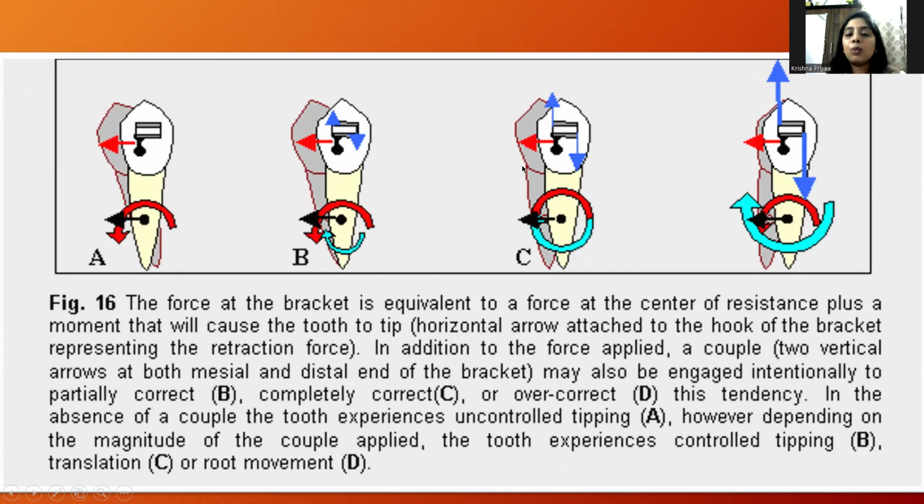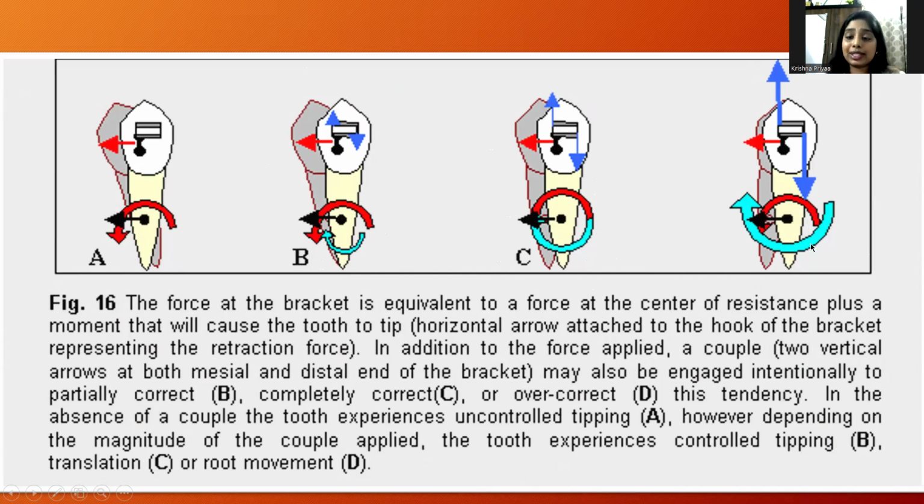Coming to C. C is the most ideal. Basically, what is happening here? The crown and the root are moving in a synchronized manner. Even though the force is not passed through the center of resistance, it is passed through this point of application, but with some counter moments and counter couple, the tooth is actually moving in a straight line. So this is called translation. This happens when the moment to force ratio is 10:1.